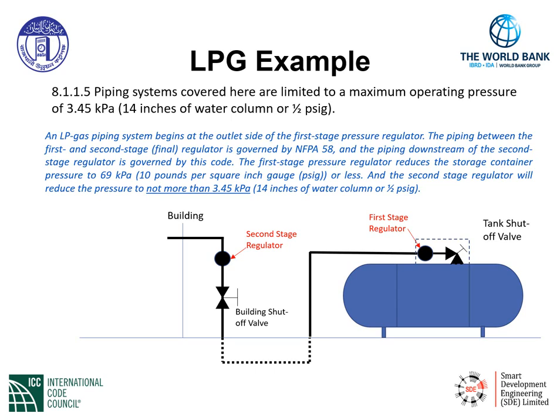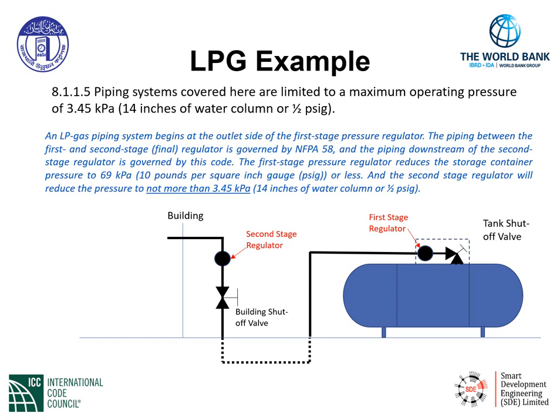We have piping running from the first stage regulator, dropping down underground, emerging again from underground into what we call the building shutoff valve. From that point, it supplies what we call the second stage regulator. The second stage regulator is where we can reduce the pressure to what is governed by this code, which is 3.45 kPa, not to exceed that final pressure.